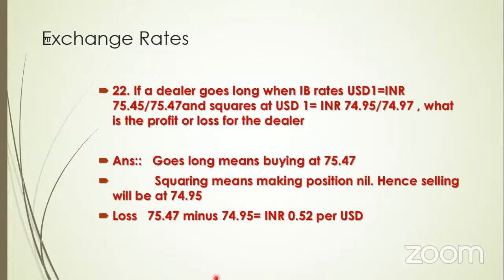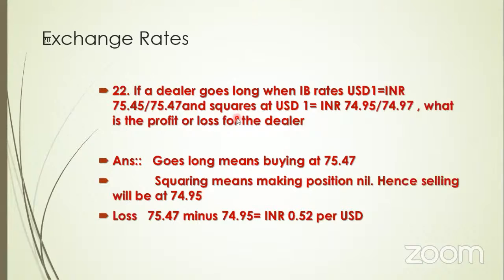So the question I'm sharing with you is one of the important questions. Easy to understand, but you have to know going long means buying and going short means selling. This background knowledge is a must to attempt this question. Squares means if he's buying, he's selling; if he's selling, he's buying. Squares means reverse transaction. Understood or not?